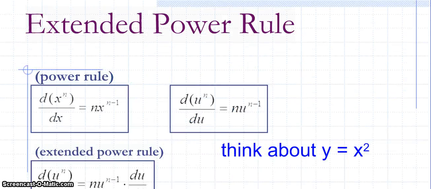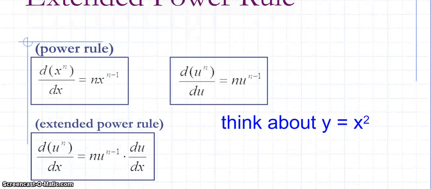Okay, this leads to what we call our extended power rule. Again, this is really just a formality. We're already doing this. I'm showing you this hopefully not to confuse you, but because it's something that's in the book. It is a notation thing. But again, we're already doing this.